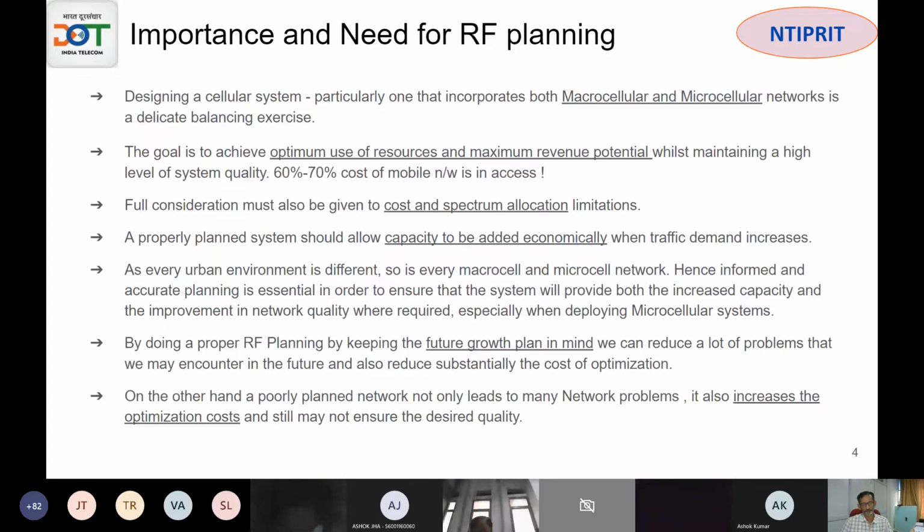RF planning is one thing which is very key in designing the macro and micro cellular networks. Because as you know, earlier it used to be all about voice communication. Voice and SMS used to define a cellular network. But now the experience that a customer gets in data is also important. So this has added an entirely new dimension to the RF planning space. Of course, with 5G coming, many more dimensions are getting added. So that is the story for a different day.